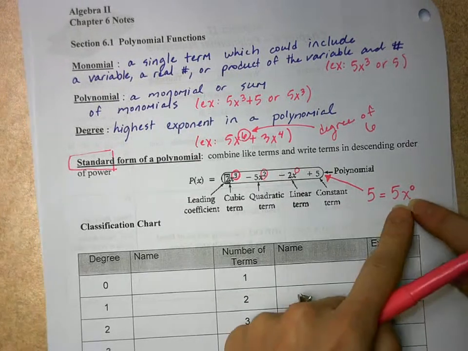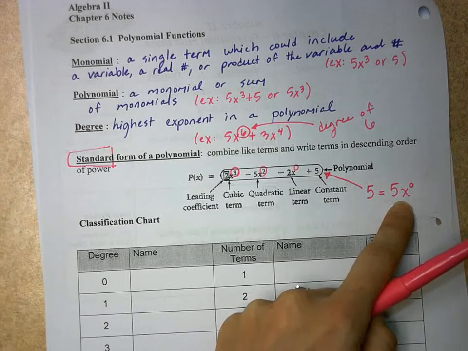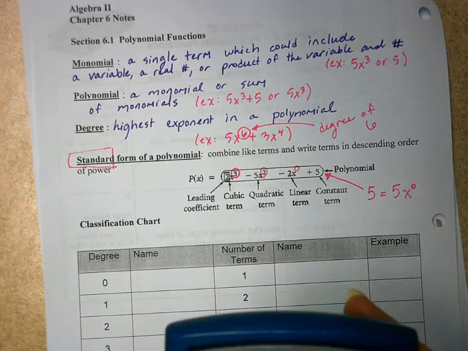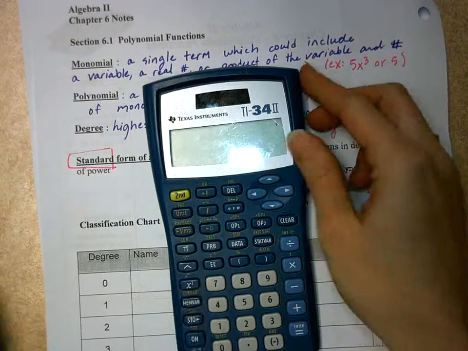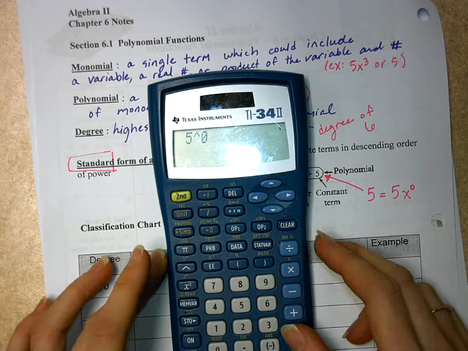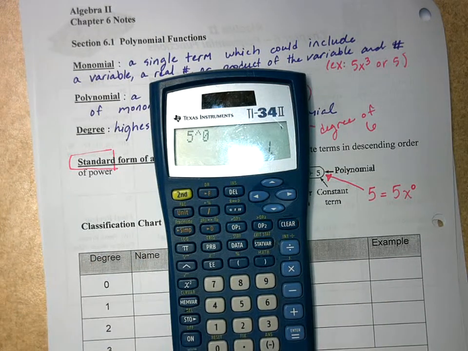Does anybody know what a number to the 0 power is equivalent to? 1. It's actually equivalent to 1. Let me show you on your calculator. If I take a look at, where are my calculators? They're kind of all over the place. Here we go. If I did 5 raised to the 0 power, the answer would be 1. So any number raised to the 0 power is equal to 1.